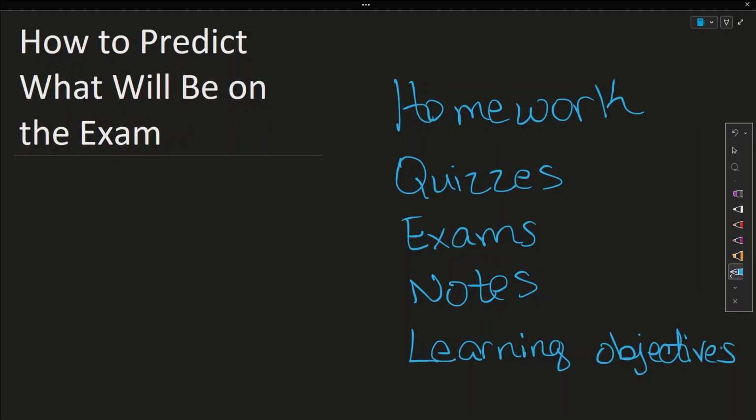You should also look at the course learning objectives. These may be listed in the syllabus, course modules, chapter introductions, or assignments. Learning objectives tell you what the course is designed to help you learn. An exam is usually intended to measure some of those objectives.